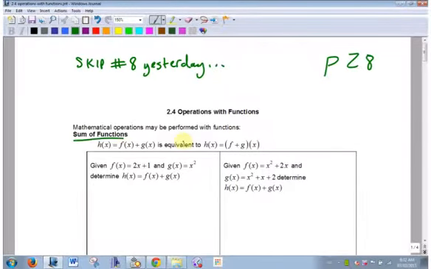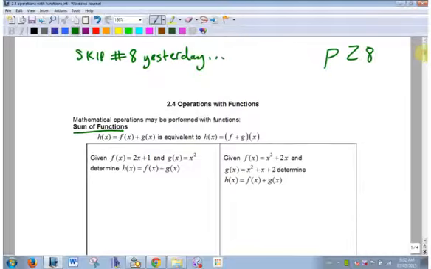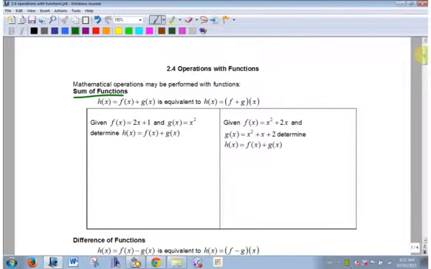Sum of functions. Some of the graphs might be a little tricky though. We've got f of x, 2x plus 1, and we've got g of x. A new function, h of x, is just some operation on this one and this one. What do we call this operation?